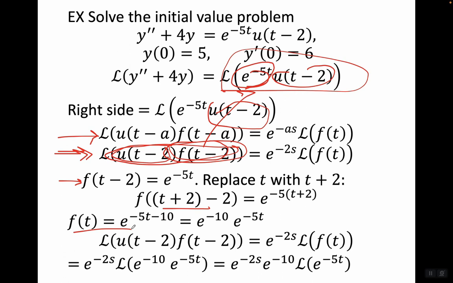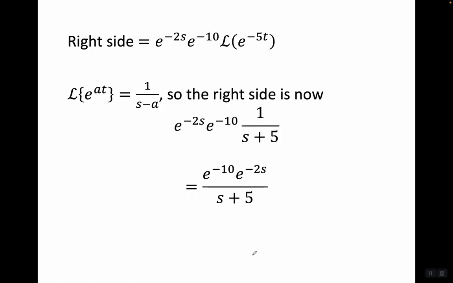Okay, so in other words, we have the Laplace transform of u of t minus 2, f of t minus 2 is e to the negative 2s times the Laplace transform of f of t. That's what we had above. This, in other words, is going to be e to the negative 2s times the Laplace transform of e to the negative 10, e to the negative 5t, because that's what f of t is. We just saw that a moment ago. Let's plug that in for f of t. And that can be rewritten as e to the negative 2s, e to the negative 10 times the Laplace transform of e to the negative 5t, because e to the negative 10 is just a constant.